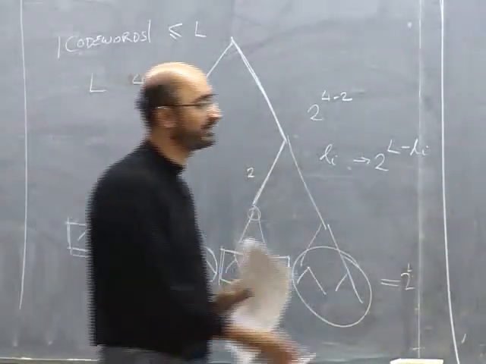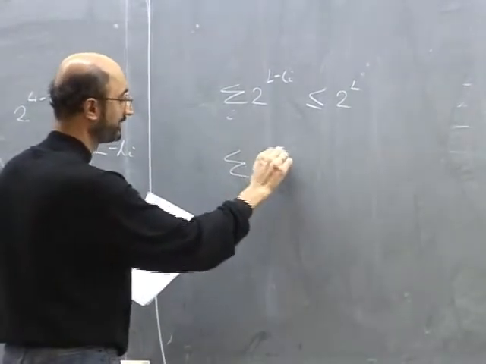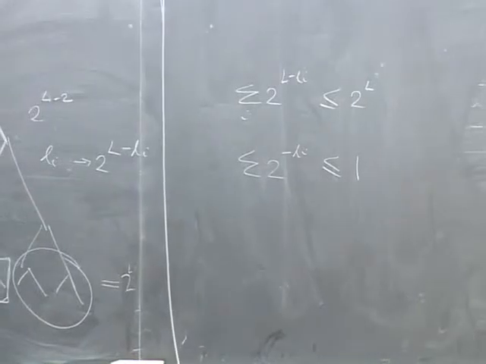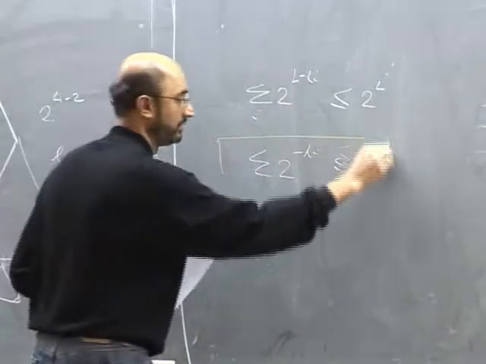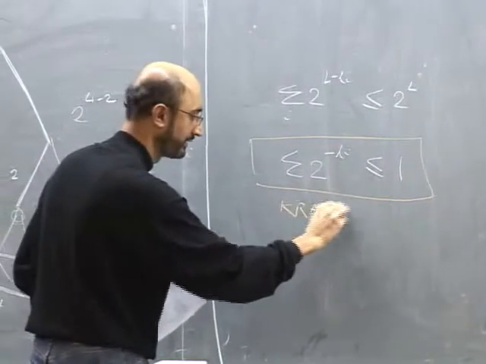If you divide both sides by 2 to the L, we get the sum over i of 2 to the minus L_i is less than or equal to 1. And this is the Kraft inequality. This one right here is called the Kraft inequality. It's named after the guy who proved it, which is Kraft.